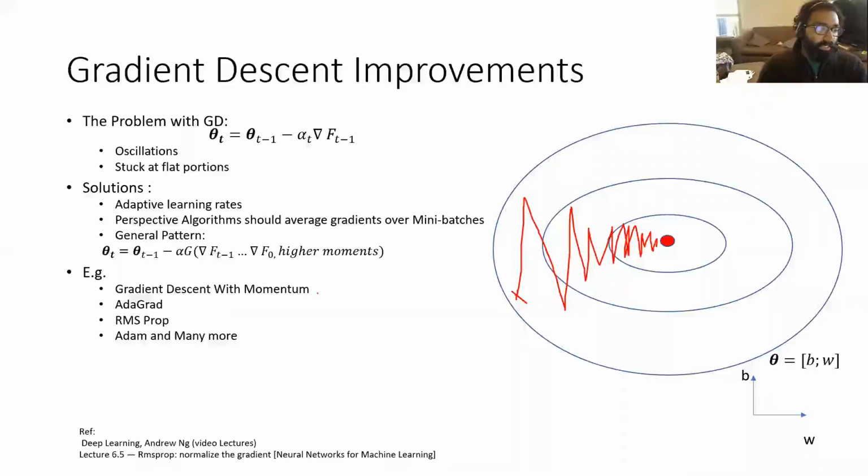First one is gradient descent with momentum, and then AdaGrad, RMSProp, and ADAM, and there are many more algorithms. So why is there no one simple or universal solution? This is because the problem differs.